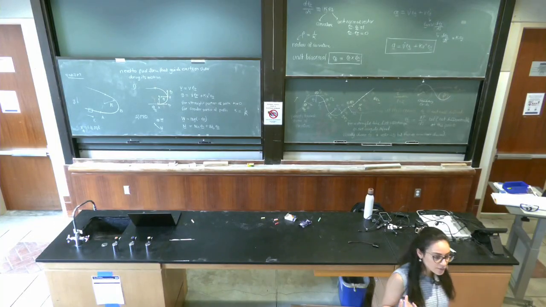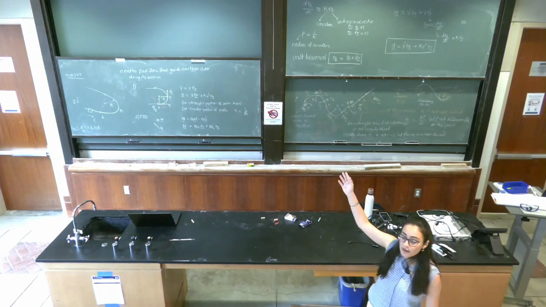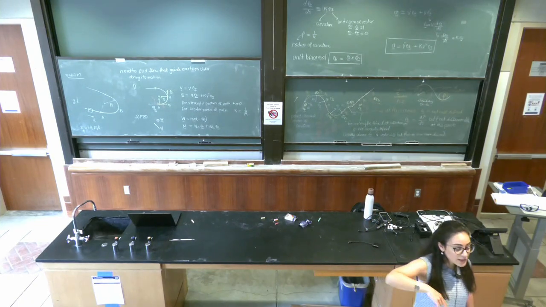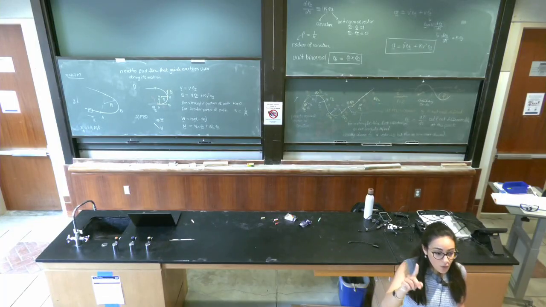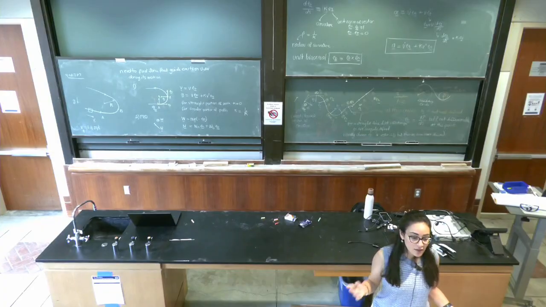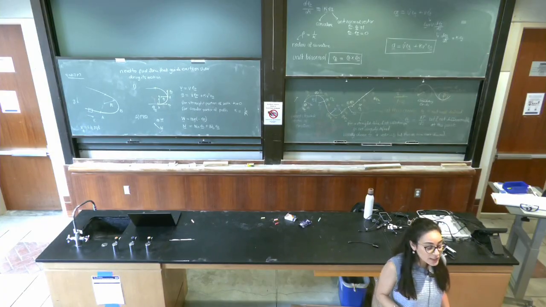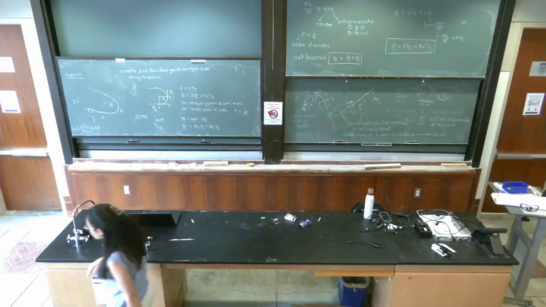If the particle is moving on a set curve, so a particle moving in space has how many degrees of freedom? 3. A particle moving in a plane, 2. A particle moving on a curve, 1. So 1 degree of freedom, how many constraints? 2, right? How many constraint forces? 2. That's another way to think about it.